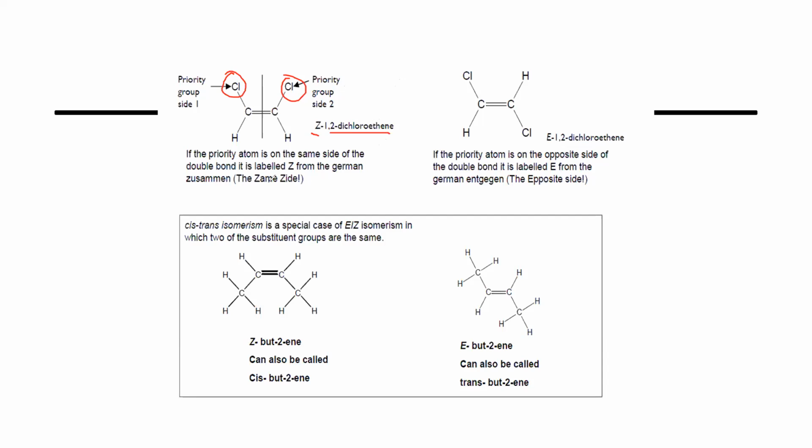And what is the meaning of Z? It's from German, Zusammen, which means they are on the same side. And you can see one chlorine is at the top, another one is at the bottom. So it is also from the German one, Gegen, which refers to opposite side, E.